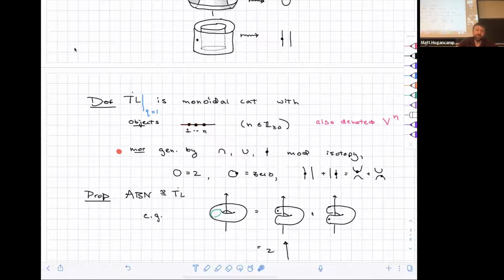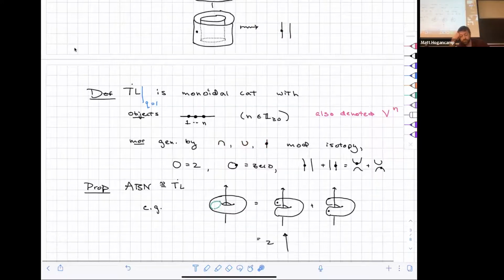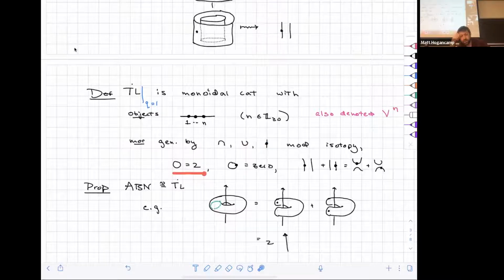Morphisms in this category are generated by the cup, the cap, and the dotted identity. Generated in the sense that the dotted Temperley-Lieb category is going to be a monoidal category, so I can stack diagrams side by side, or I can place them on top of each other. So these morphisms generate with respect to both planar ways of composing things. And we impose the following relations. The unknot is worth 2, the dotted unknot is worth 0, and then this funny relation here.